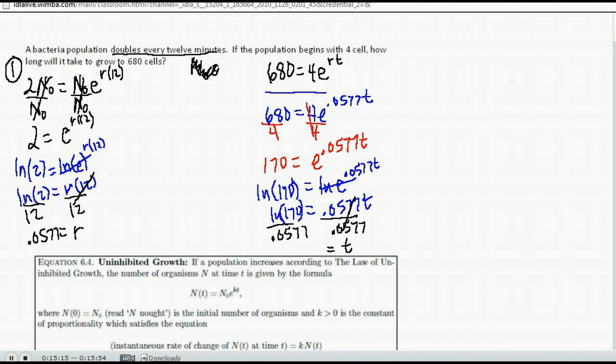Okay, so you can see it's very important to read the question and know what you have and what you don't have and steps that you can take to find those answers. And you should get about 89. Our time was in minutes up here, so it would take about 89 minutes for the population of 4 cells to grow to 680 cells. So again, that provides you with an example of uninhibited growth.